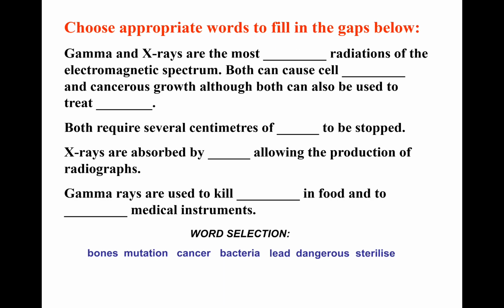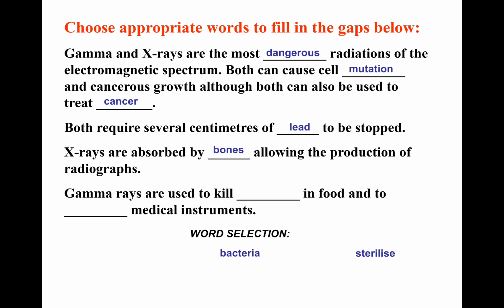Gamma and X-rays are the most dangerous radiations of the electromagnetic spectrum. Both can cause cell mutation and cancerous growth, although both can also be used to treat cancer. Both require several centimeters of lead to be stopped. X-rays are absorbed by bones, allowing the production of radiographs. Gamma rays are used to kill bacteria in food and to sterilize medical instruments. So the last two video lessons will have covered the uses of the electromagnetic spectrum.